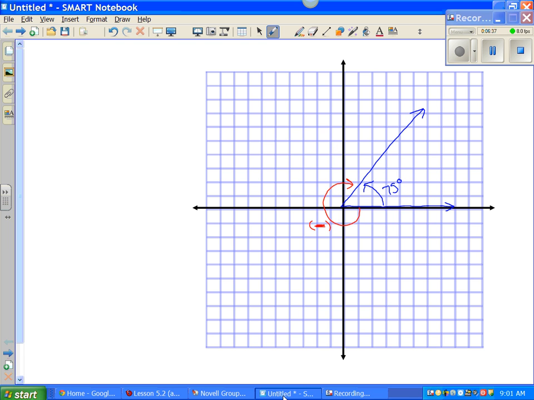What if I did this? Did I start in the same place? Did I end in the same place? How many times did I go around? One and then an extra 75. So 360 plus an extra 75. What's 360 plus 75?